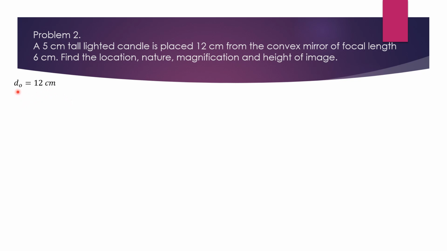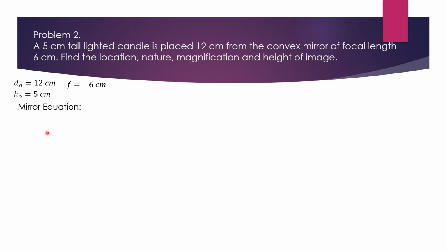That is the distance of the object. The candle is 12 centimeter away. The focal length is negative 6 centimeter. That means the focal length is behind the mirror. Okay. Height of the object. The candle is 5 centimeter tall.